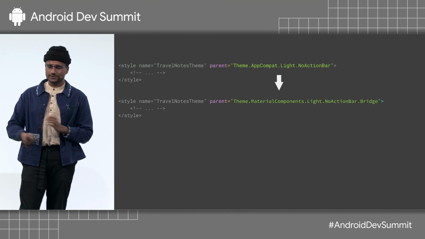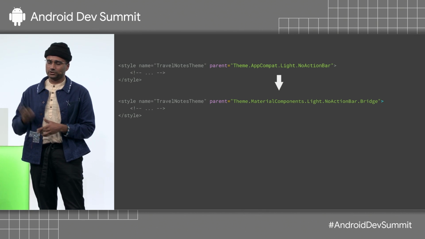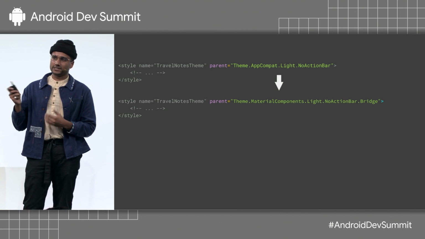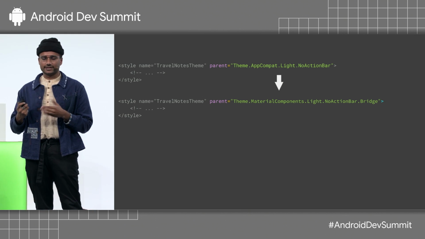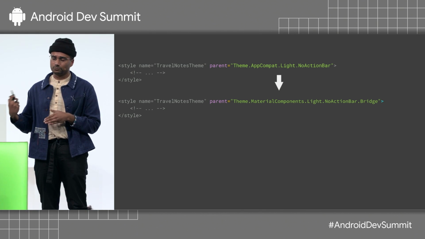So first thing you'd have to do is, if you're using an app-compat light no action bar theme, you can switch over to the material components theme. And in this case, you'll notice we're using the bridge theme because we want to opt into using those components one by one. But generally, we recommend that you switch to the full theme, the regular theme, and see how it looks first before trying out the bridge theme.